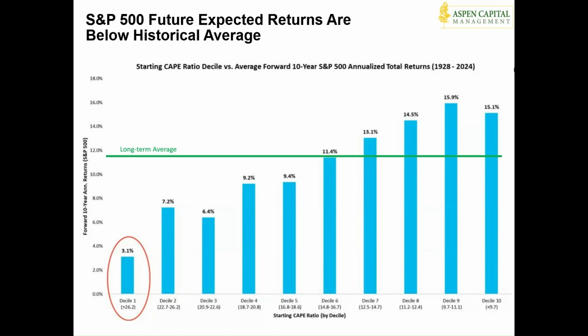And probably not to anyone's surprise, you'll see that on the right-hand side, when markets have been cheap on a valuation basis, their future 10-year returns have been above historic average. And likewise on the left-hand side, and we've highlighted the decile that we're in today, which is the most expensive decile historically, future expected returns have been below historic average.